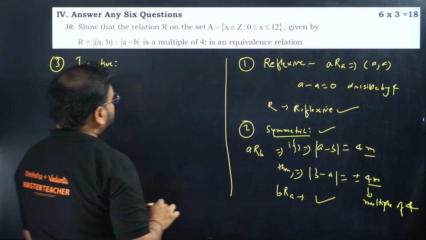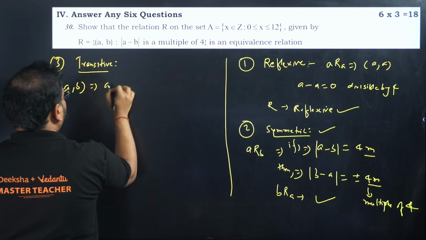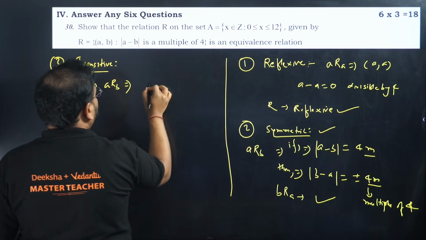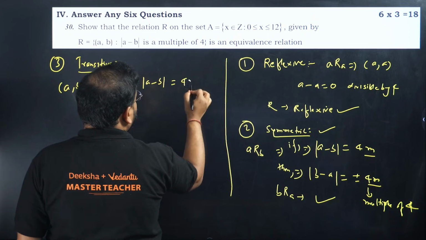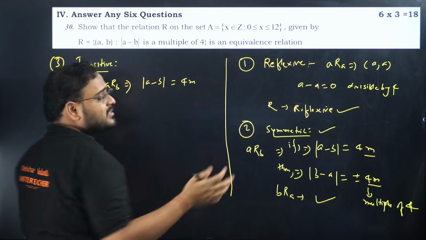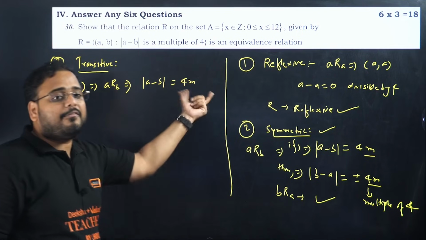Check this out. If I take the first ordered pair (a, b), which implies a R b, which means a minus b is equal to some combination 4m. Here 4m represents a multiple of 4. So a minus b is a multiple of 4.